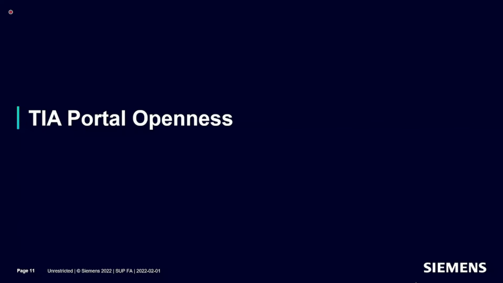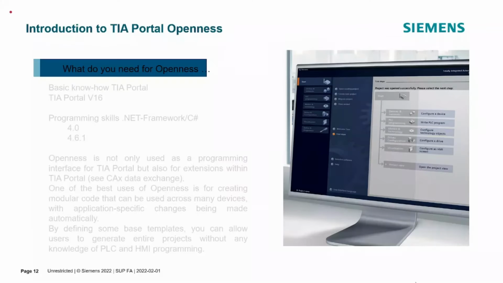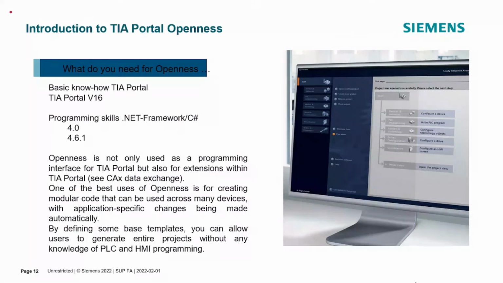Hello all. So, as told by Prasanjit, in this section we will see the TIA Portal Openness. So what exactly is Openness and how does it work? In this, we will see now. Basically, to develop an Openness application or work with Openness, we need knowledge of the TIA Portal version and a higher-level programming language like .NET, C Sharp.